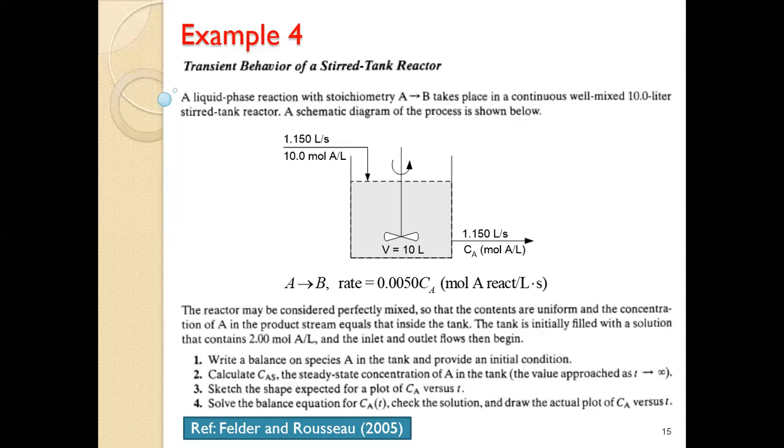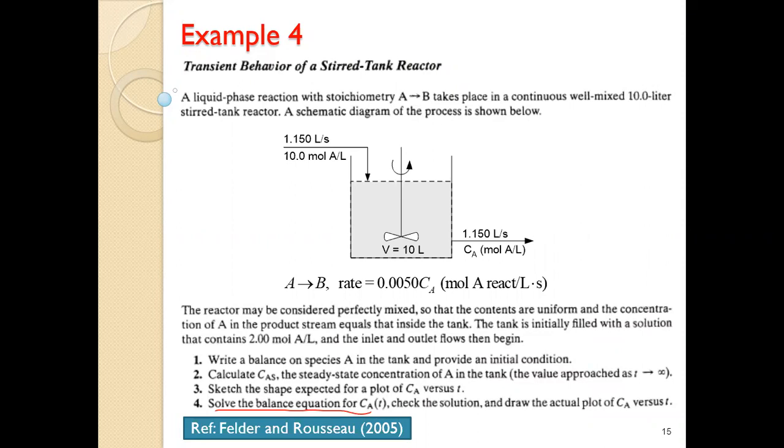The third question: sketch or plot the graph between CA and time. What is happening when time changes? What is the concentration change? Okay, the last term is the balance. If you construct the mass balance, you get dCA by dt as a function of CA and time. How do you solve this and plot concentration against time?